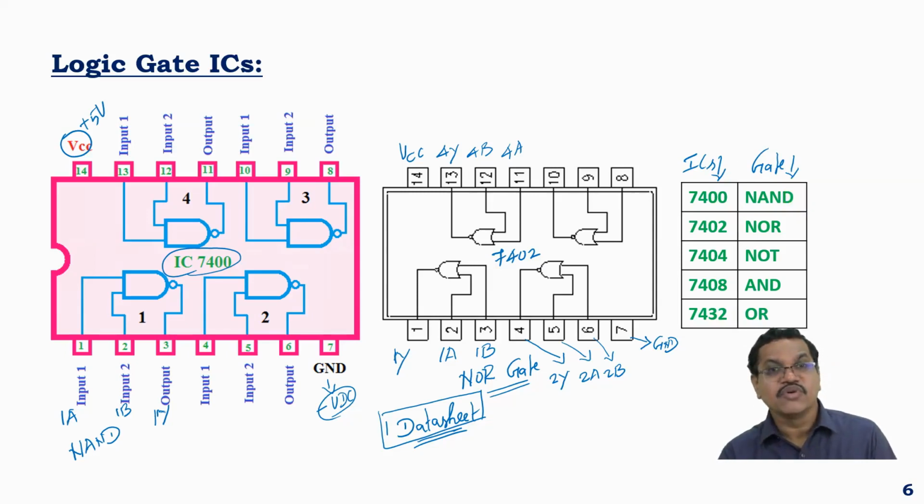It starts from 7400 NAND, 02 NOR, 04 NOT, 3 negatives, 3 inverted operations start from 7400, 02, 04. And then comes the normal operation, AND gate and OR gate. 7408 is AND operation, 7432 is OR operation. With that, I'll wind up this lecture.